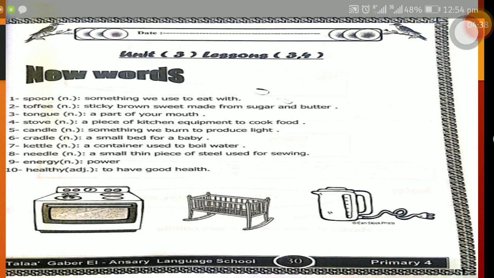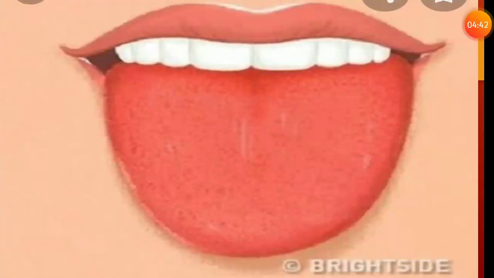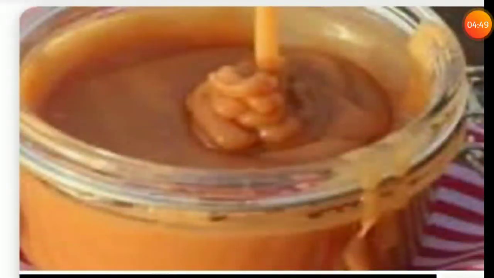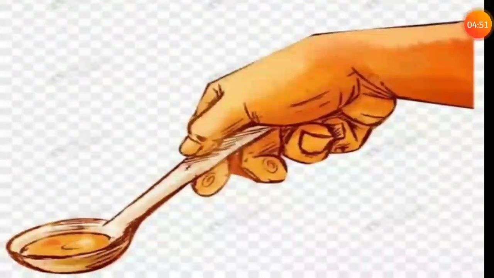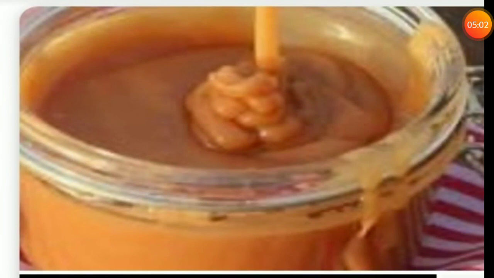Let's see from the beginning, please. I'll show you the picture and you will say what it is and its definition. Okay? Now, what is this? This is a spoon. What is the meaning of a spoon? Something we use to eat with. What is that? Toffee. What is the meaning of toffee? Sticky brown sweet made from sugar and butter.